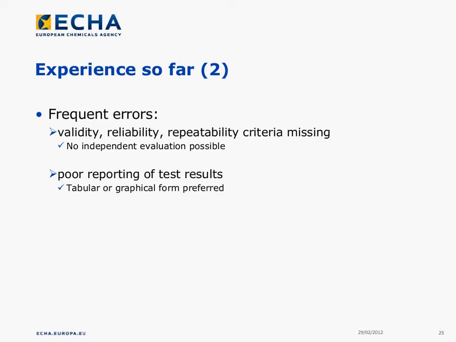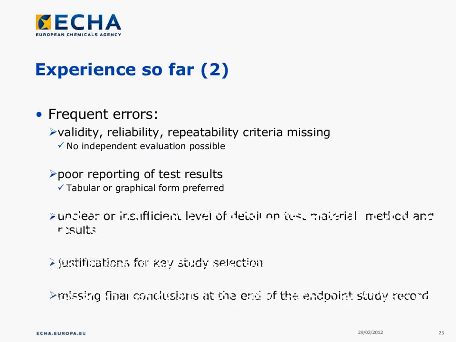Another aspect is that the reporting of the test results is generally poor. And in this regard, ECHA would encourage the registrants to make use of tabular or graphical forms for this purpose. Last but not least, we have noticed that there is an unclear or insufficient level of detail on the test material, the methods, and the results, justifications for the key study selection, but also that the final conclusions at the end of the endpoint study record are sometimes missing.